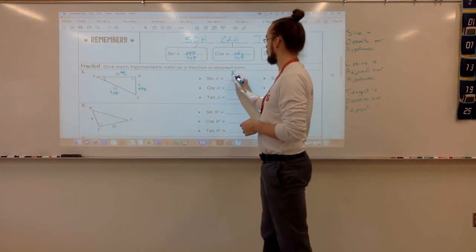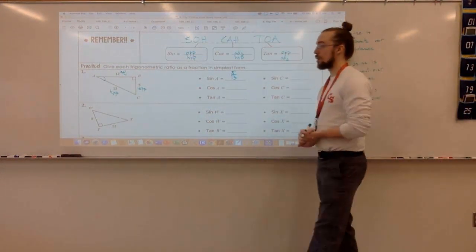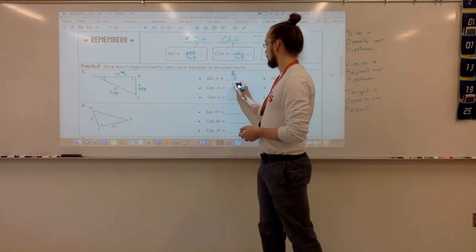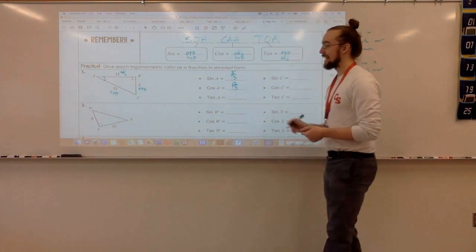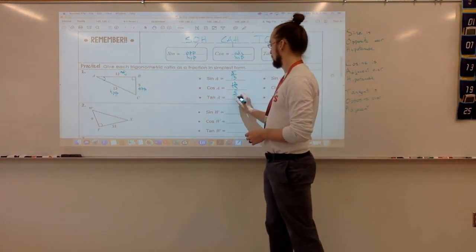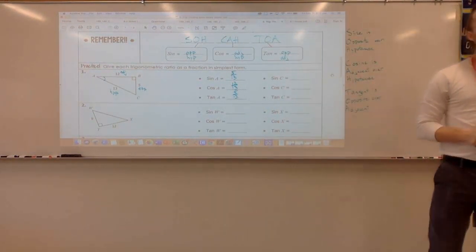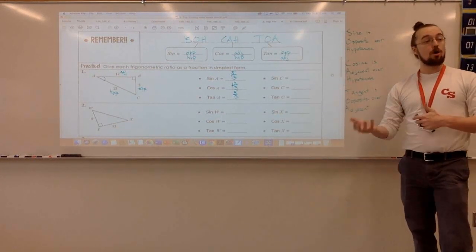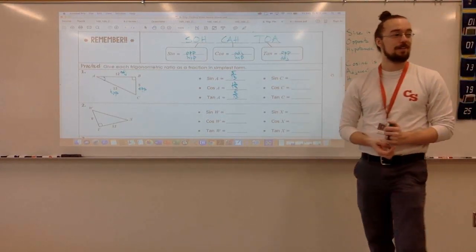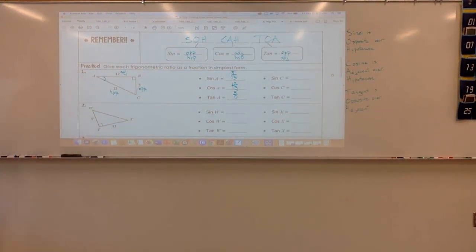Sine is going to be 5 over 13. Cosine is adjacent over hypotenuse. So cosine is going to be 12 over 13. And tangent is opposite over adjacent. So 5 over 12. So eventually we're going to use this to solve for missing pieces in triangles. It's not too bad.